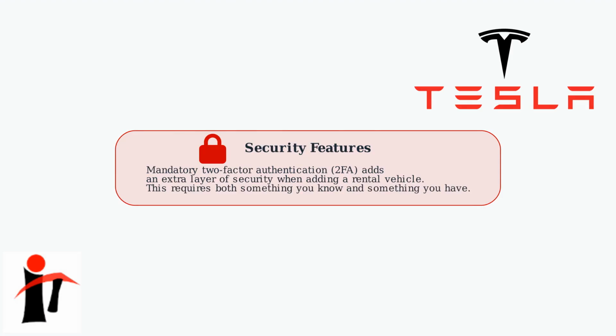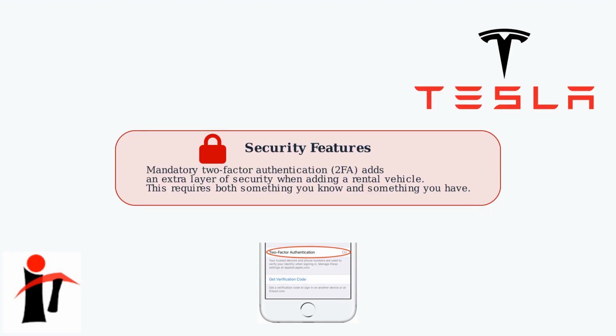When adding a rental vehicle to the app, mandatory two-factor authentication is required. This process verifies your identity using both something you know, like a password, and something you have, such as your phone, for receiving verification codes. Here's how two-factor authentication works. The diagram shows the flow, where your initial login requires a password, followed by a second verification step using a code sent to your trusted device. This dual-layer approach protects against unauthorized access.